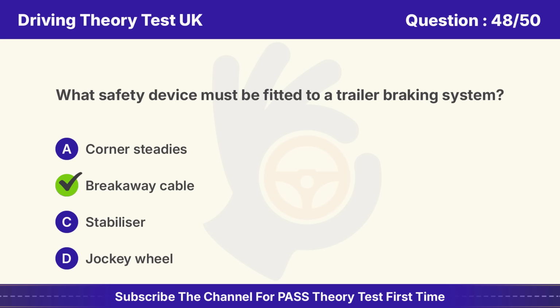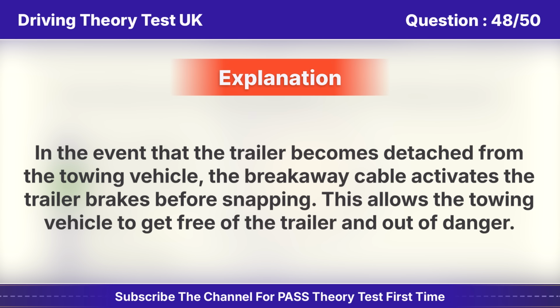Answer is B. Breakaway cable. In the event that the trailer becomes detached from the towing vehicle, the breakaway cable activates the trailer brakes before snapping. This allows the towing vehicle to get free of the trailer and out of danger.